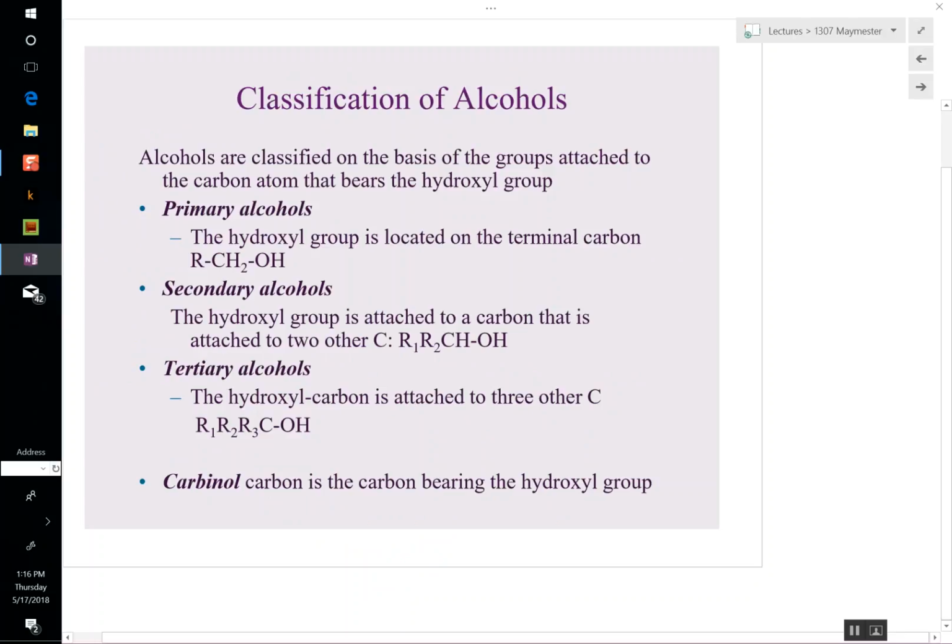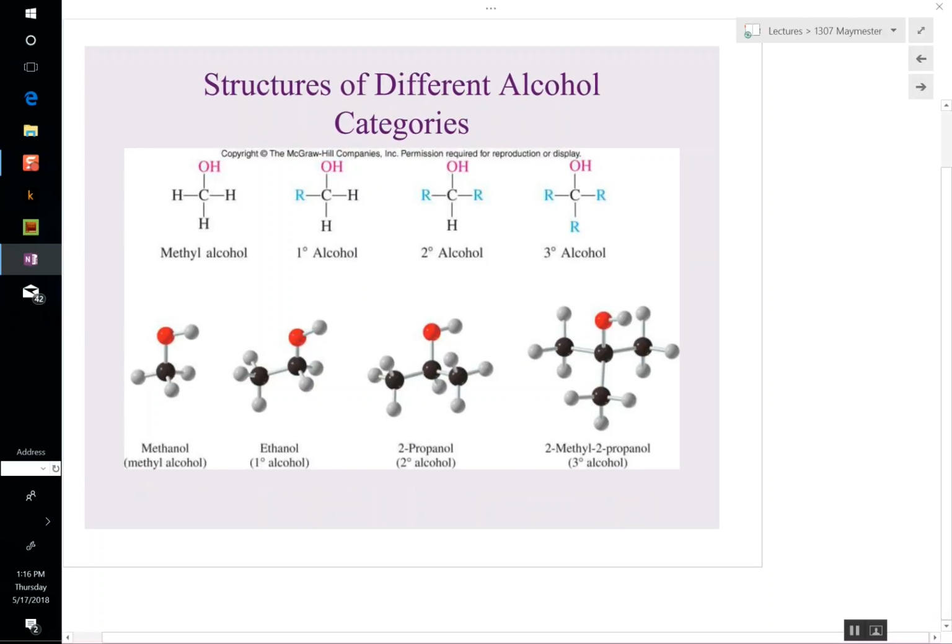Okay, classification. Let's go through the classification of alcohols, and then hopefully there'll be a little exercise I can give you, and we'll take another little break. Primary, secondary, and tertiary alcohols. All right? Primary, secondary, and tertiary. What are we talking about?